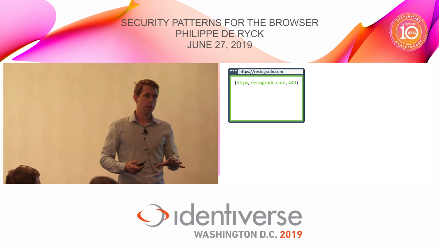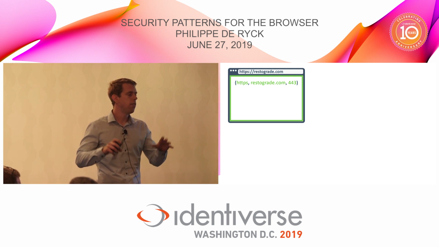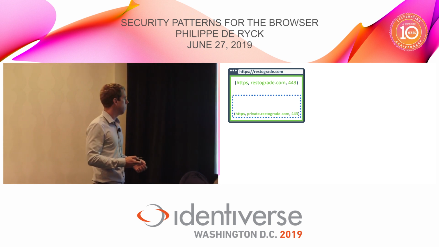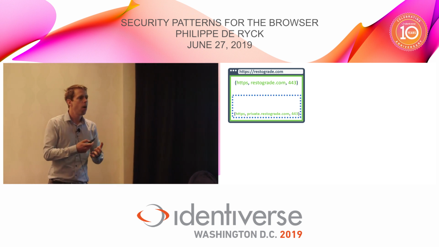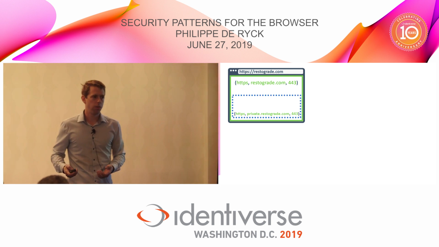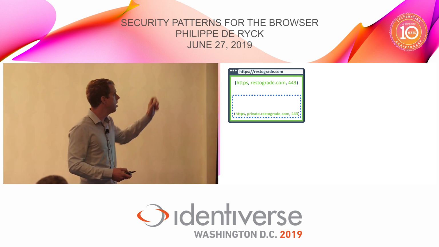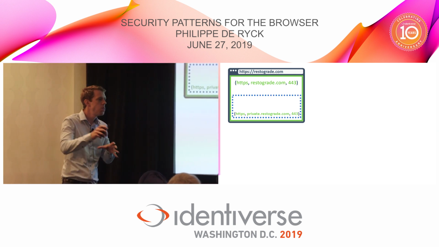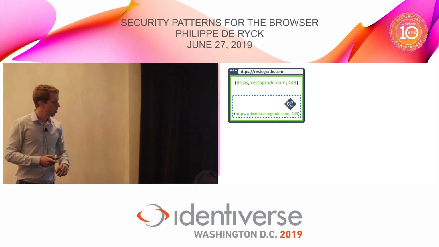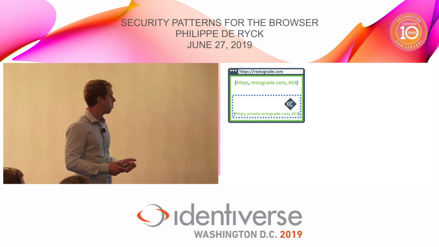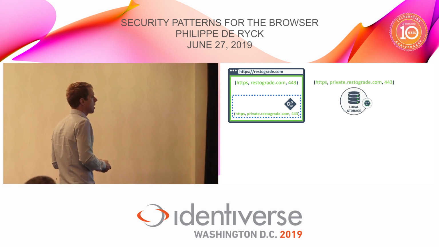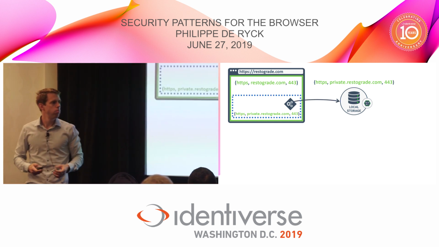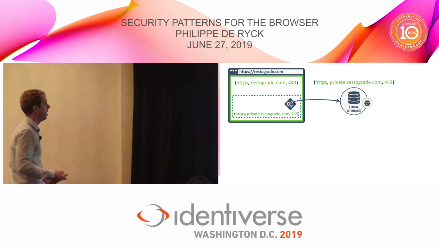Every browser today isolates contexts from each other if they have different origins. So what we do here is we load something in an iframe, for example. And in the iframe, we load something from private.restograde.com or storage.restograde.com or whatever. As long as the origin is different, the browser will isolate these things. There's no direct communication, there's no reaching in, there's no nothing. In that iframe, you can run JavaScript code, you provide that, and that JavaScript code can access a local storage area.